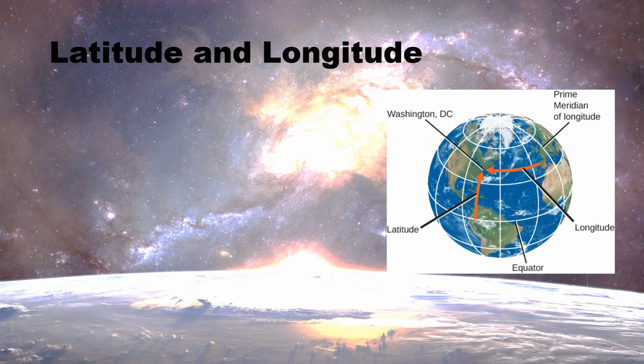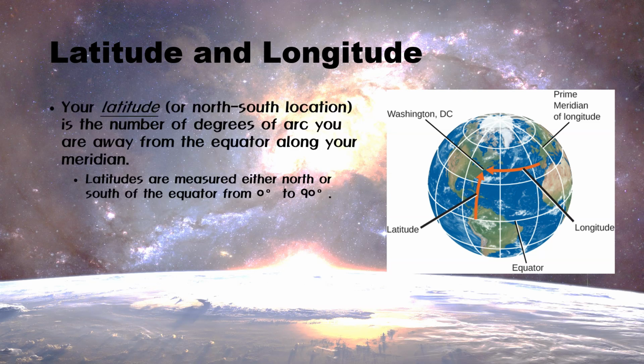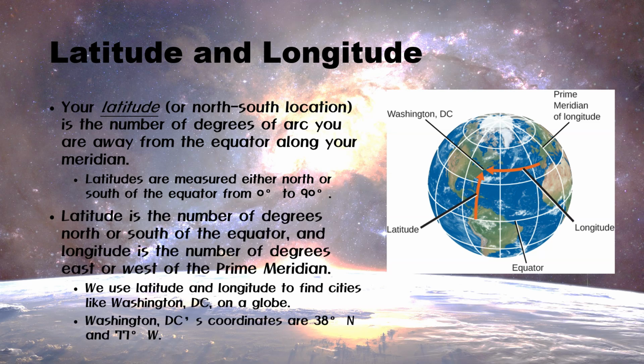And again, if we look at latitude and longitude, we can use it to help us make coordinates here. Our latitude is our north-south location, or the number of degrees of arc you are away from the equator along the meridian. Latitudes are measured either north or south of the equator from 0 to 90 degrees.